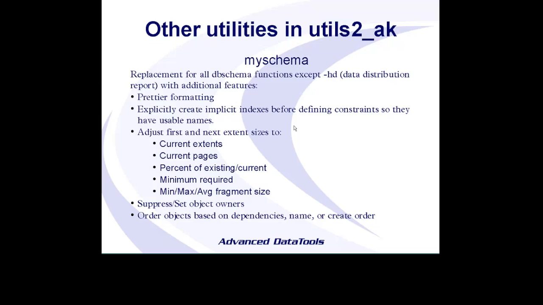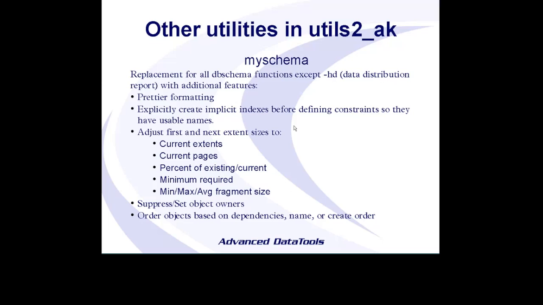It also has options to adjust the first and next extent sizes. The default is to set it to the current extent sizes, the same as dbschema -ss does, but you can optionally set it to the current number of pages in the extents. You can set it to a percentage of the current extents and set your next extent to a percentage of the first extent. And that percentage can be less than or more than 100%, either percentage.